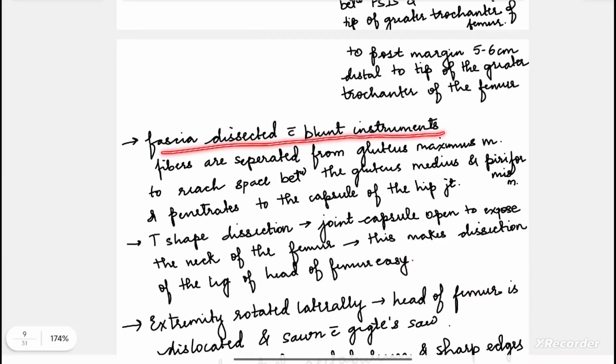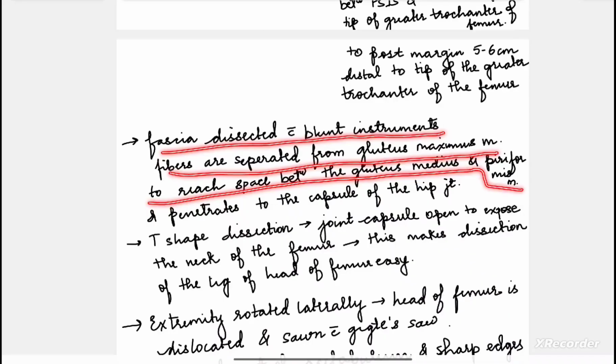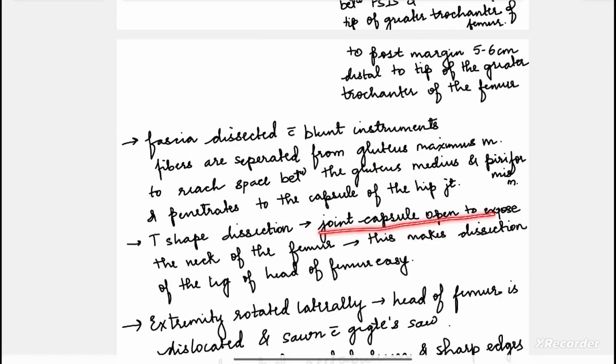Fascia is dissected with a blunt instrument. Fibers are separated from the gluteus maximus muscle to reach the space between the gluteus medius and piriformis muscle and penetrate to the capsule of the hip joint. T-shaped dissection is made. Joint capsule is opened to expose the neck of the femur. This makes the dissection of the ligament of head of femur easy.